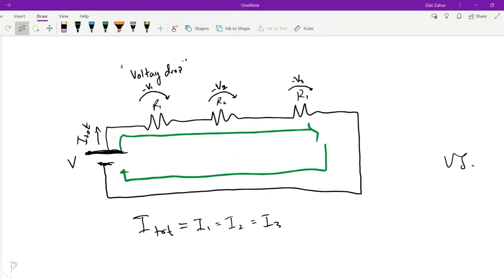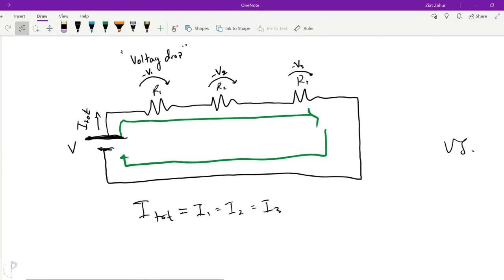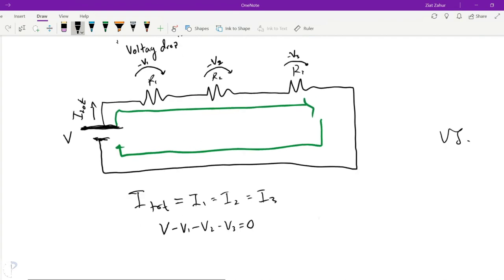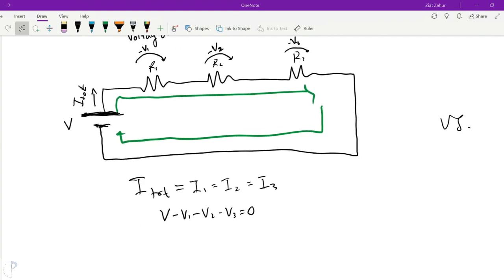Okay. And so we can do loop rules where after gaining the battery voltage, we subtract V1, we subtract V2, we subtract V3, and we end up with 0 volts. And this leads us to the fact that all of the voltages, when you're in series, add up to the total.